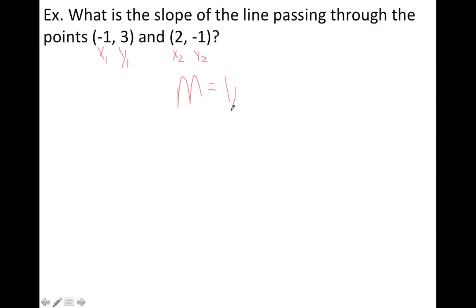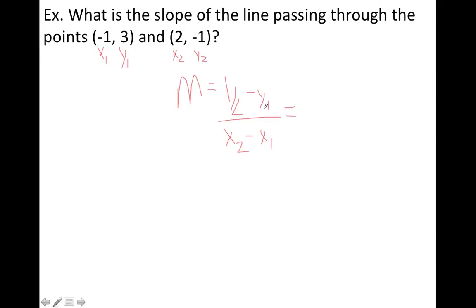y2 minus y1 over x2 minus x1. Now remember, it is always the difference of your y's over the difference of your x's.